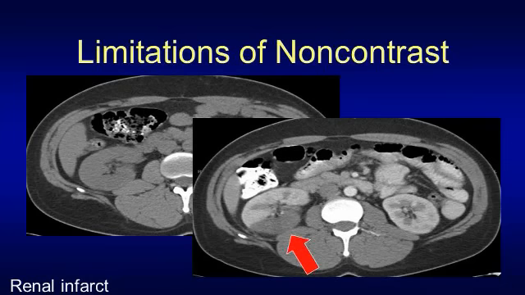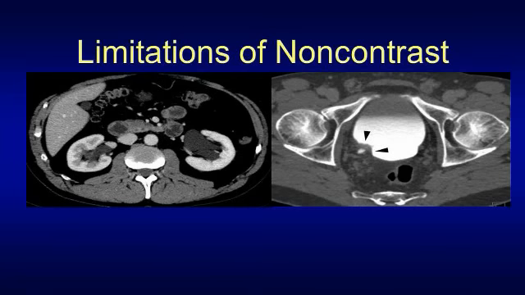Here's another patient with flank pain and hematuria. The kidneys look normal on the non-contrast scan. After we give contrast, we can see that the patient has a renal infarct. This is another entity that you will not identify without contrast administration. Okay, one more. This is a very interesting case.